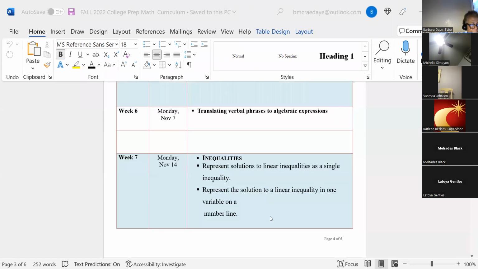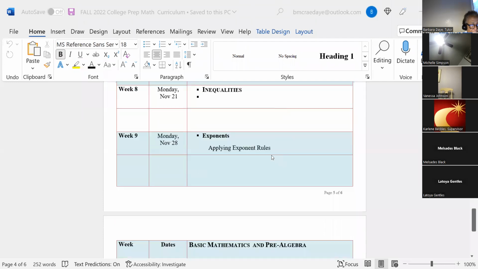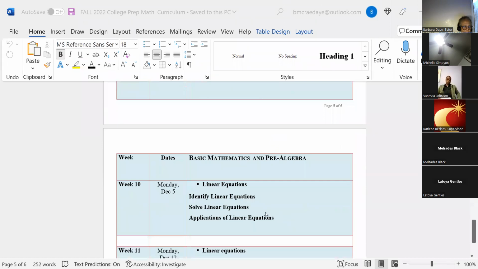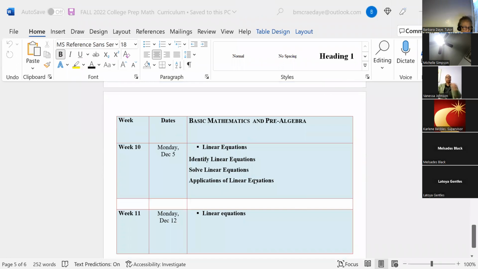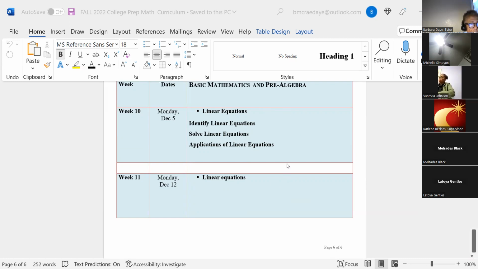Then we'll do inequalities, representing them on the number line. We'll continue that, then go back over all our exponent rules, do some problems on that, and get into linear equations. We should know what a linear equation is, how to solve them, and how to use applications with them. That's the end, because it's an 11-week session. If we're on schedule we'll end there, but if not, we may end further along, because whether we get to the next thing depends upon how we do on the one we start. Any questions on the curriculum?